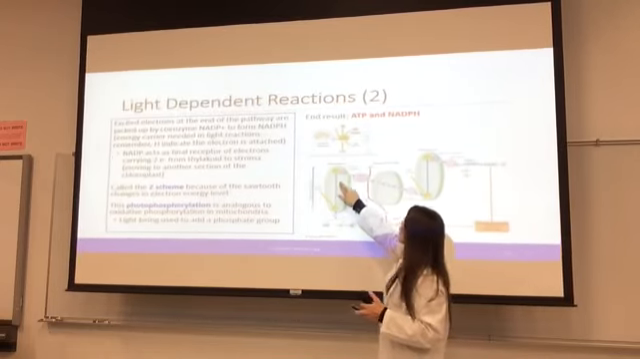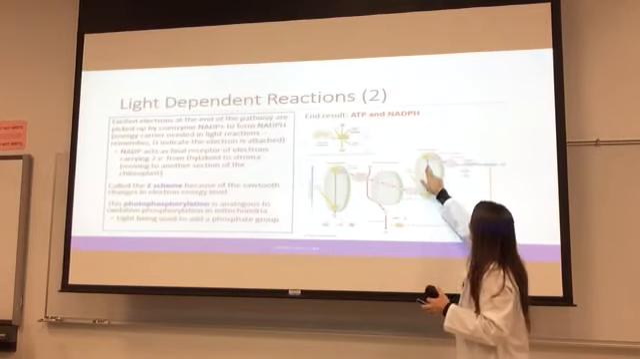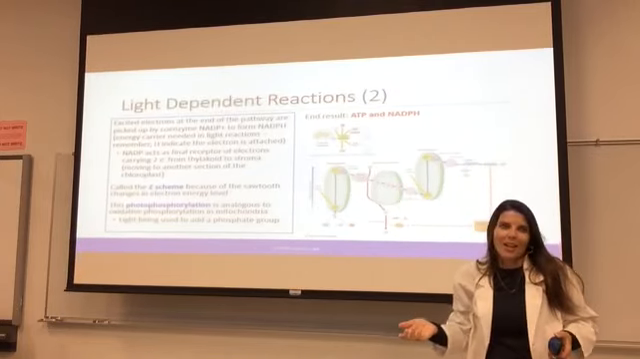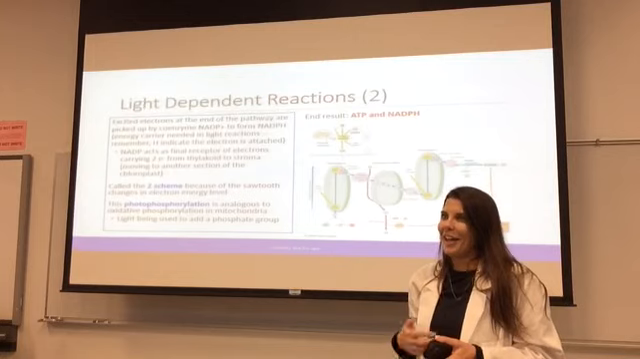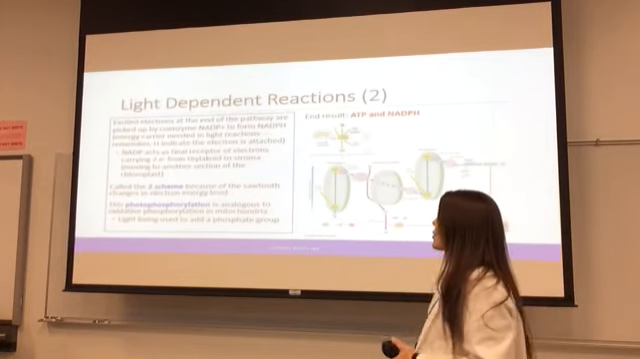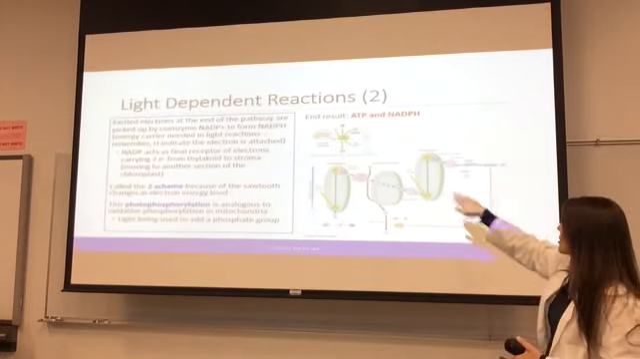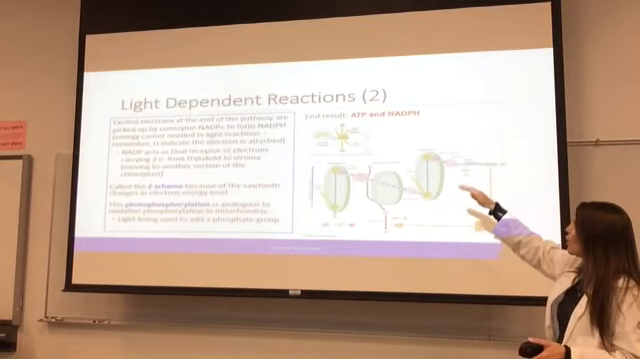Why do you think we call this the Z scheme? It's because it looks like a Z. Like that's it. Okay? So the Z scheme is because it looks like a Z. They call it like a sawtooth look.